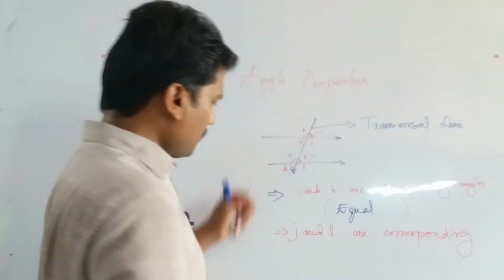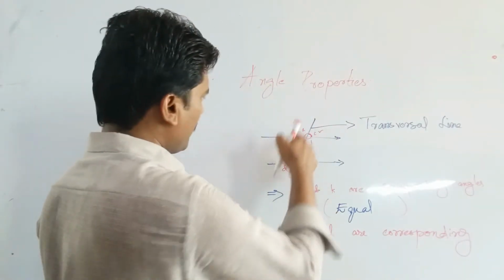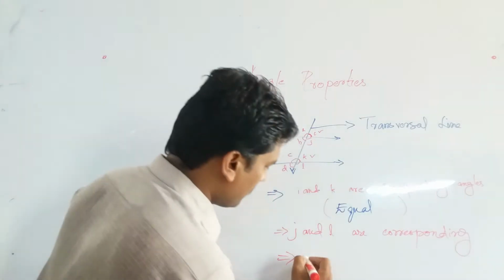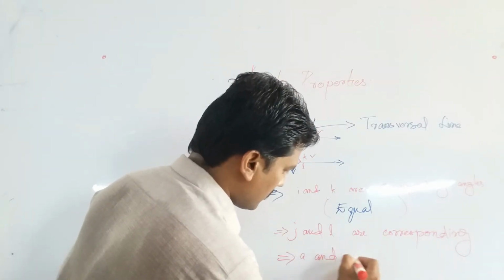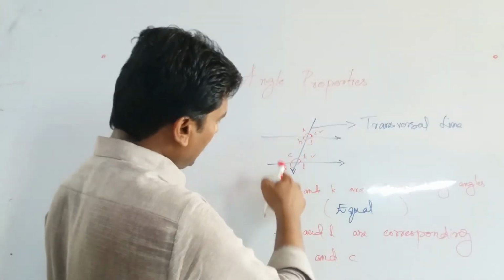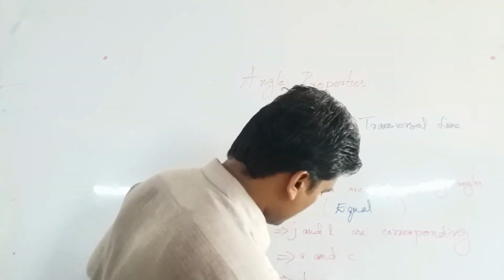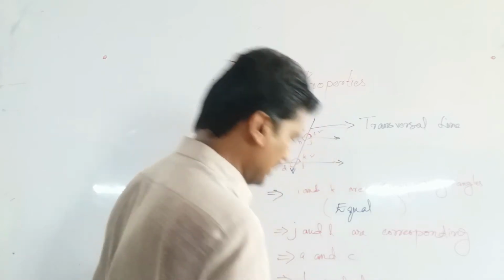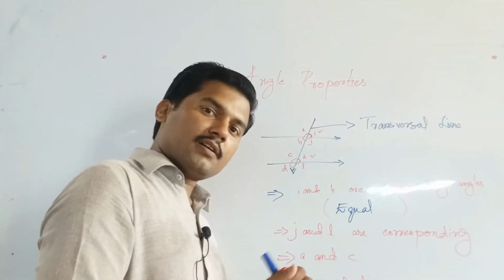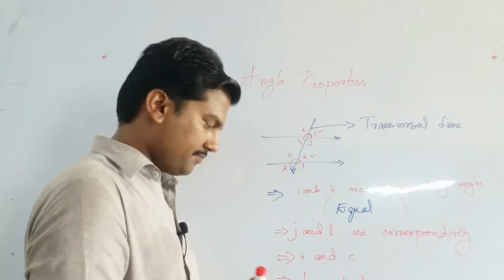On this side we have A and C and B and D. All the corresponding angles are equal, remember.